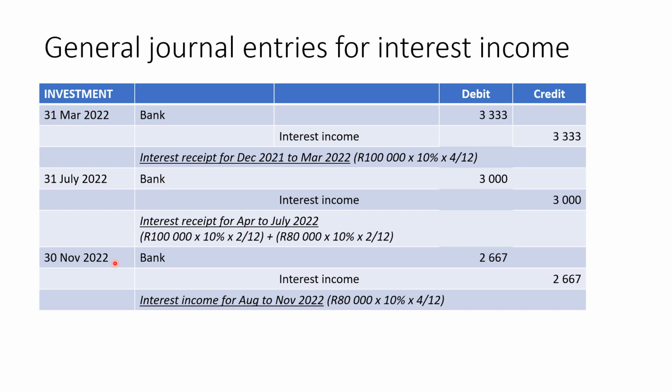And then on the 30th of November, we receive the interest income for August to November on a balance of 80,000 at 10% for 4 months. The interest income is 2667.